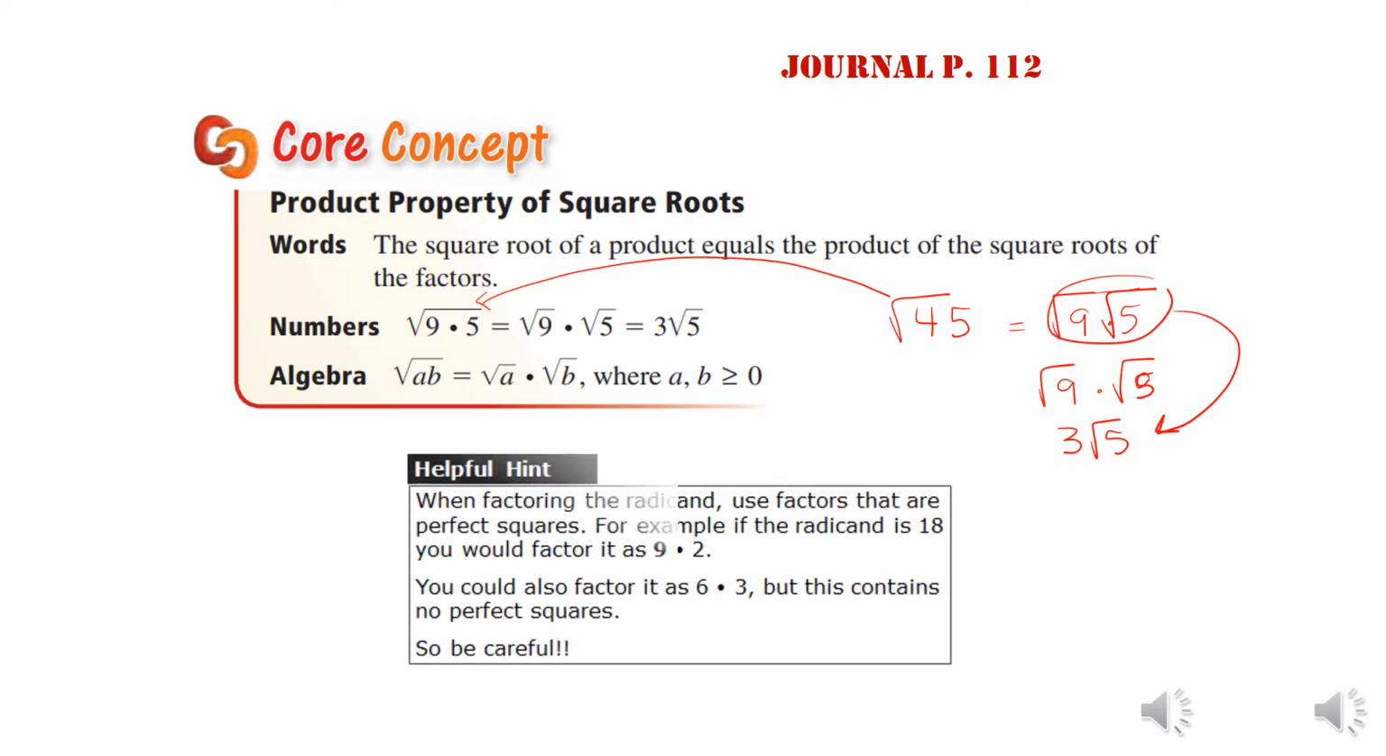One helpful hint is when factoring the radicand, use factors that are perfect squares. For example, if the radicand is 18, you would factor it as 9 and 2. Some people might go, oh, 6 and 3. Nope, there are no perfect squares. So always think of all the factors so that you get them correctly simplified.